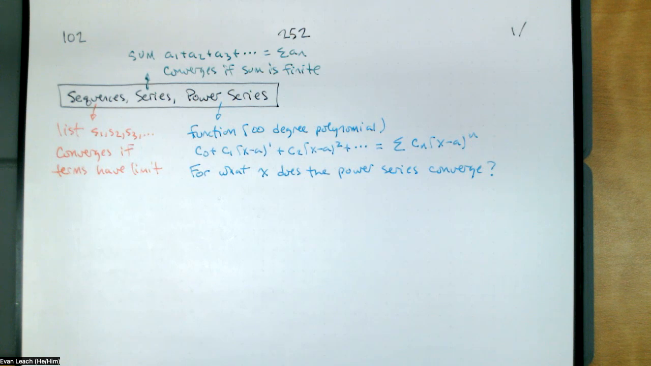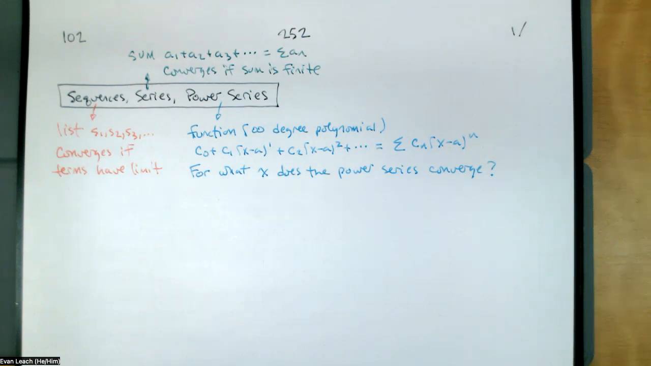For all three, we have a different question. And that question surrounds convergence. A sequence converges if the terms have a limit. A sequence is the simplest object. It's just a list. And a sequence converges if the terms have a limit. A series converges if the sum is finite.